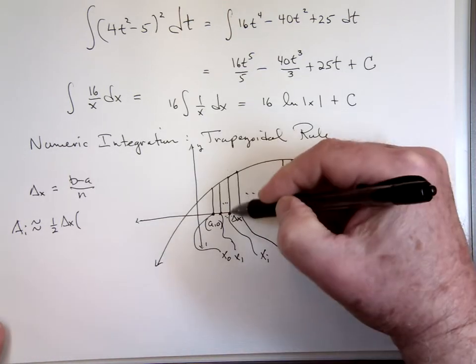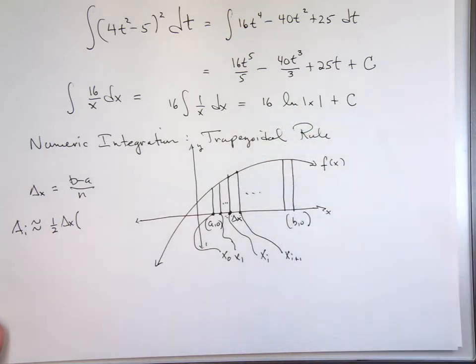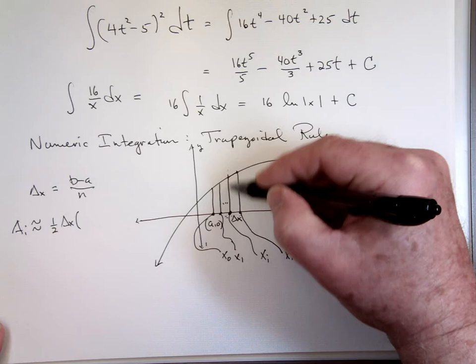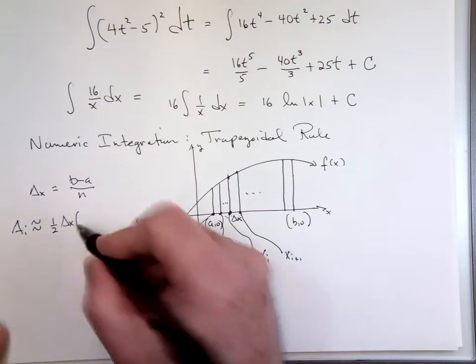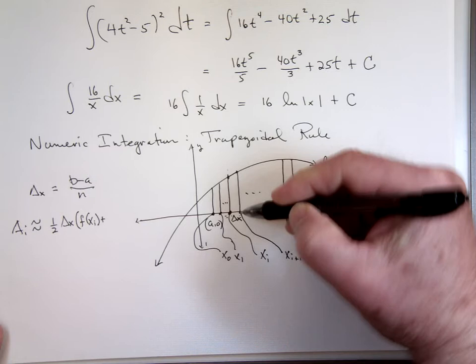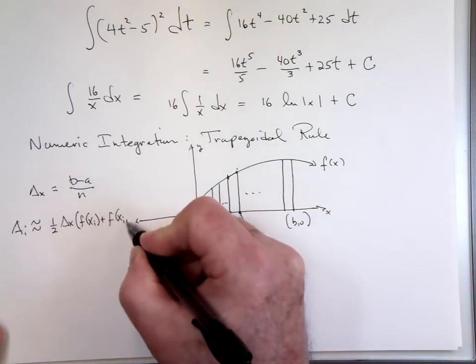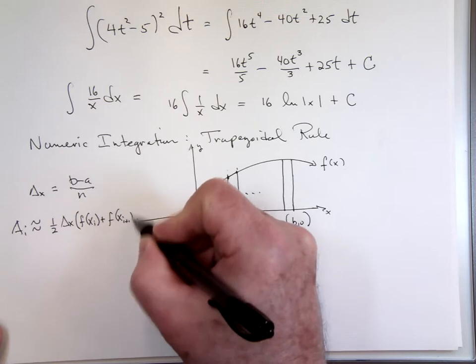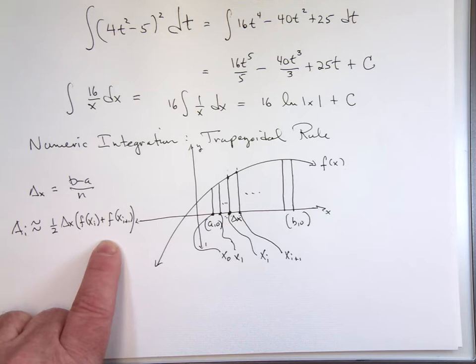What will this height be right here? That'll be one of the two bases of that trapezoid. What will that height be? If this is x sub 1 down here, that is the, yes, Brendan. F of x sub 1. Thank you. That's f of x sub 1. And the second one will be f of x sub i plus 1. Okay? That's the area of that trapezoid.